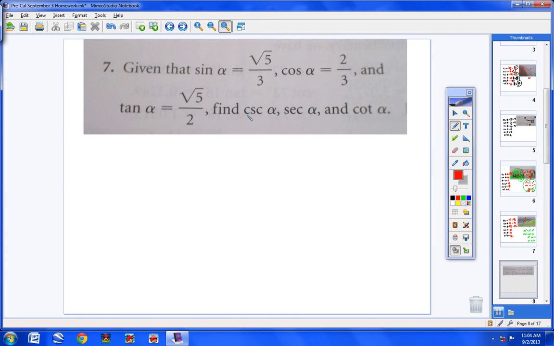They want us to find cosecant, secant, and cotangent. All right. Well, I'm sorry, I used x. I apologize. It should be alpha, I think is that name. I'm not really for sure about that.